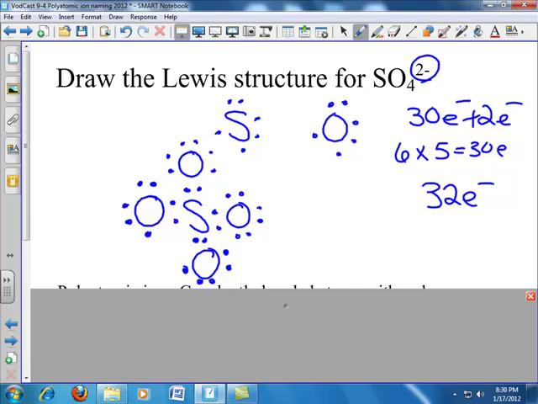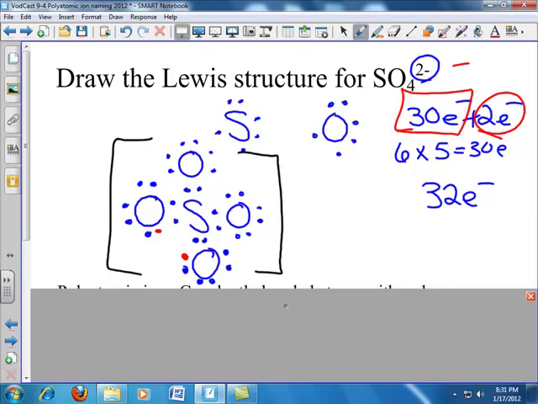So if you count all of our electrons right now, we actually have the 30 electrons from the original dot structure, but I get 2 more, okay? So those 2 more come in here, and this is my Lewis structure for the SO4 2 minus. Now, where does it get those 2 electrons?